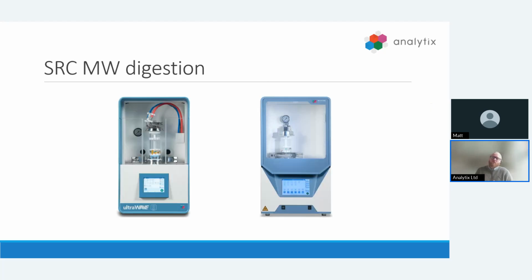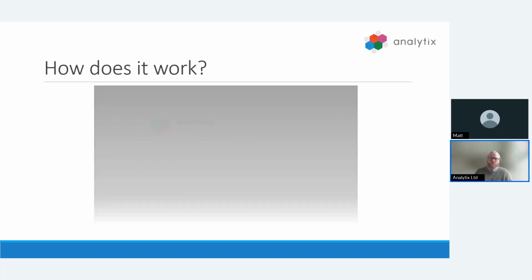So moving on from rotor-based digestion, we're going to talk about single reaction chamber microwave digestion. Here we have on the right-hand side, the UltraWave 3, which has been on the market now for a number of years. And then on the left, we have the brand new UltraWave 2 Eco. These systems take all the benefits we've seen of microwave digestion and push them even further by enhancing and simplifying your workflows for elemental analysis. So I'm just going to show you a short video and explain how the system works.